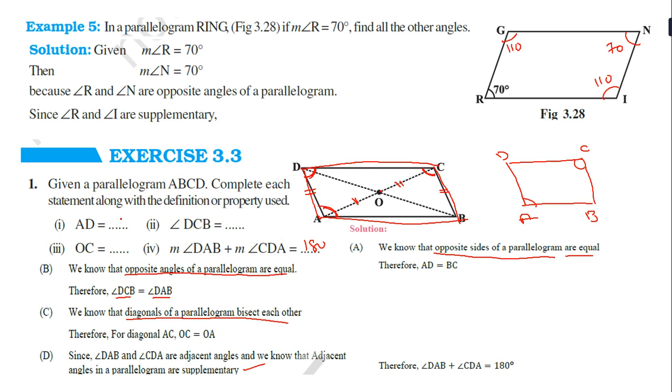So again I am giving the whole answer. AD is equal to BC I have to write. BCD is equal to DAB I have to write. OC is equal to AO I have to write, and here 180. That is exercise 3.3 question number 1.